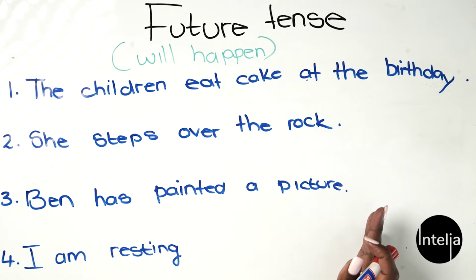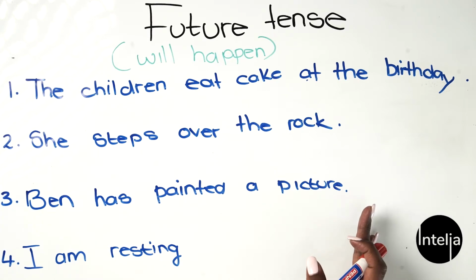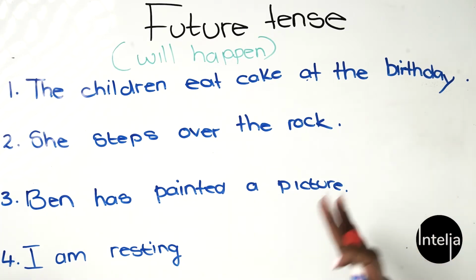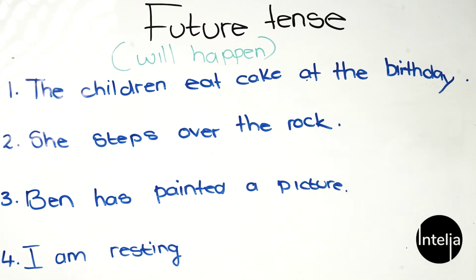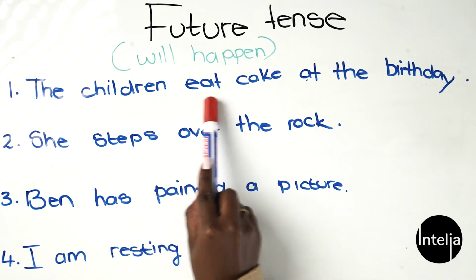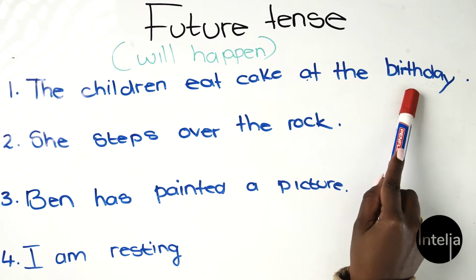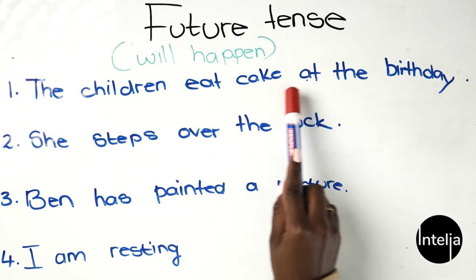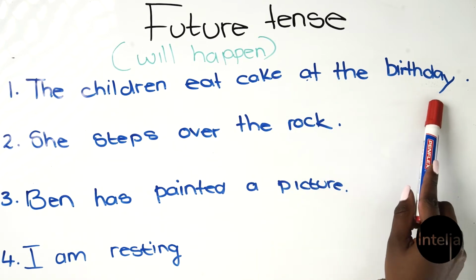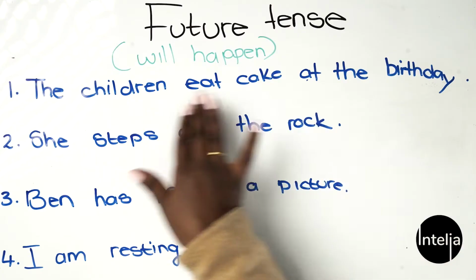Awesome. Now, the lesson for today is we are going to first identify, so find our verb, then change our sentence into future tense, which means we are going to be changing our verbs. Awesome. Let's get started. Number 1. The children eat cake at the birthday. Let's look at that again. The children eat cake at the birthday. So, where do you think our verb is in the sentence? Or what word is our verb?